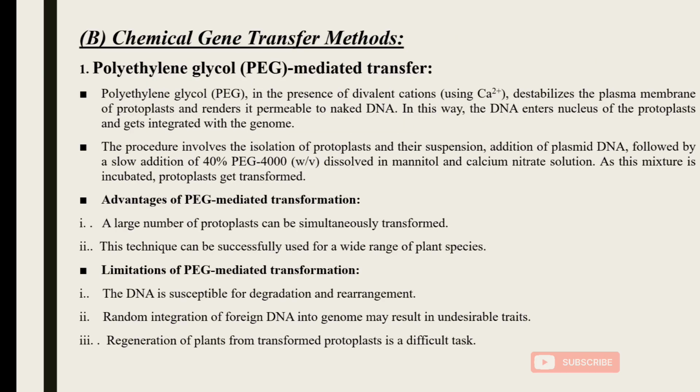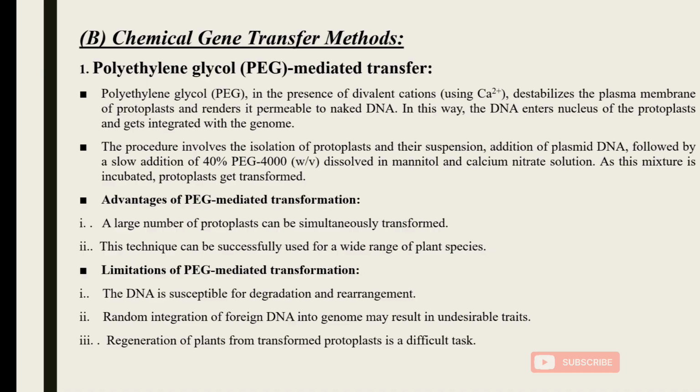Chemical gene transfer methods. In chemical gene transfer, the major one is polyethylene glycol mediated transfer. Polyethylene glycol, PEG, in the presence of divalent cations, using Ca2+, destabilizes the plasma membrane of protoplasts and renders it permeable to naked DNA. In this way, the DNA enters the nucleus of the protoplasts and gets integrated with the genome.